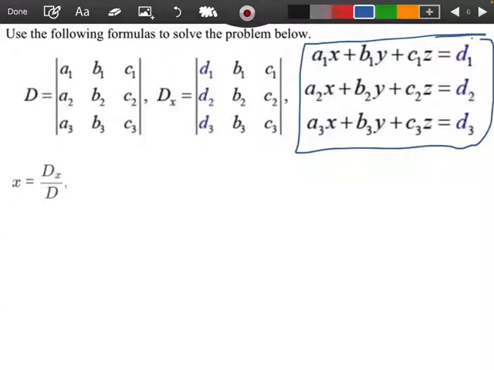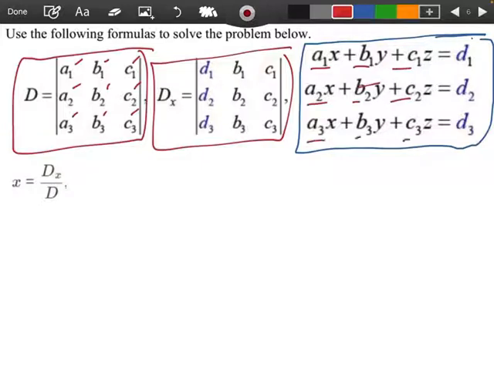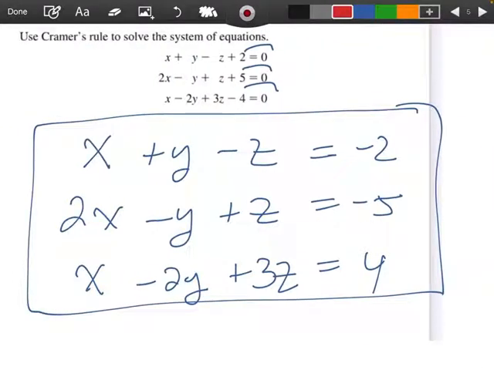And I'm going to find two determinants. I'm going to find the determinant of D, and then I'm going to find one of Dx, okay? I want you to notice the D determinant, y'all, is just the numbers in front of my x's, y's, and z's, okay? It's just going to be those numbers. So remember, that's a 1, that's a 1, that's a -1, that's a 2, that's a -1, and a +1.